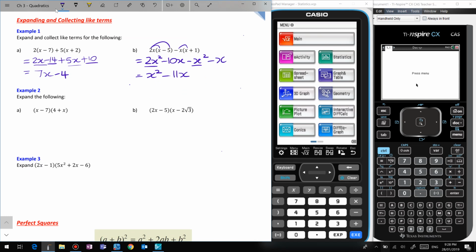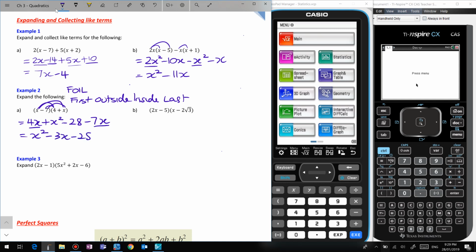Okay, when we expand out a quadratic, we tend to use FOIL: first, outside, inside, last. So we multiply our two first terms together, x squared, outside terms together, 4x, inside terms together, negative 7x, last terms together, negative 28. So that gives me x squared. My x terms I can add together, I get negative 3x minus 28.